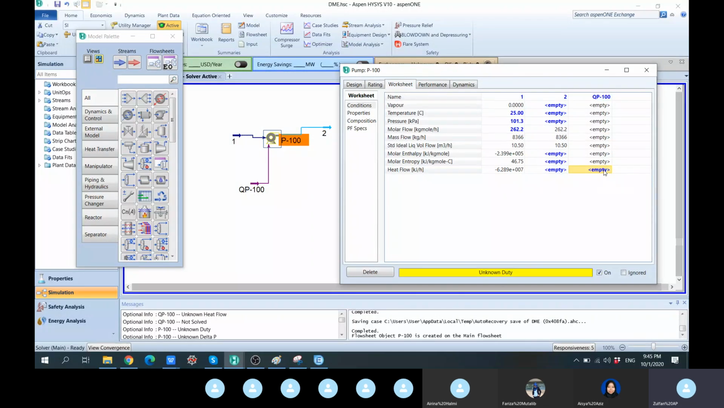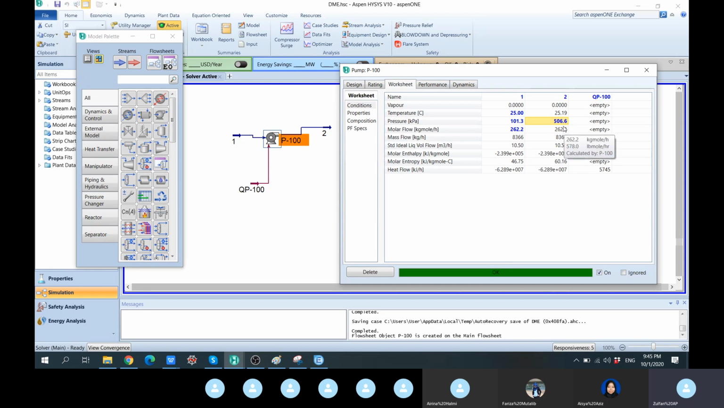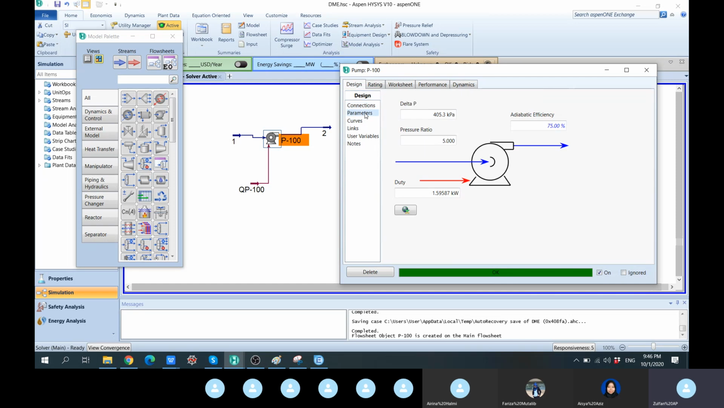So that means we cannot input the heat flow, the Q here, because we simply don't know. But what we do know is that we want to pump it from 1 atm to, for example, 5 atm. You could put atm, and then suddenly it goes to green. So when you specify the outlet pressure, and then go back to the design, back to parameters, this efficiency is already there by default.